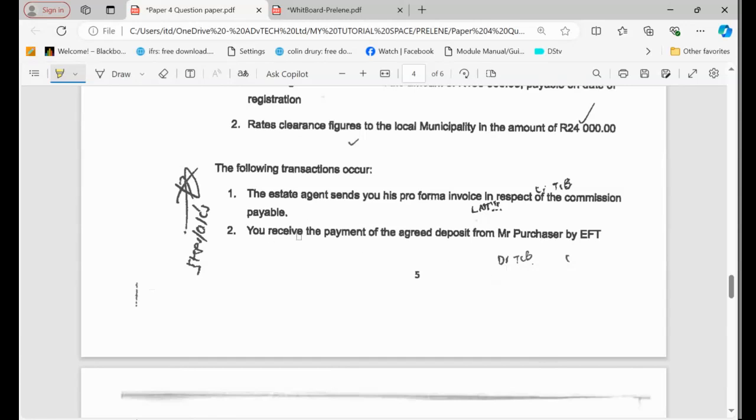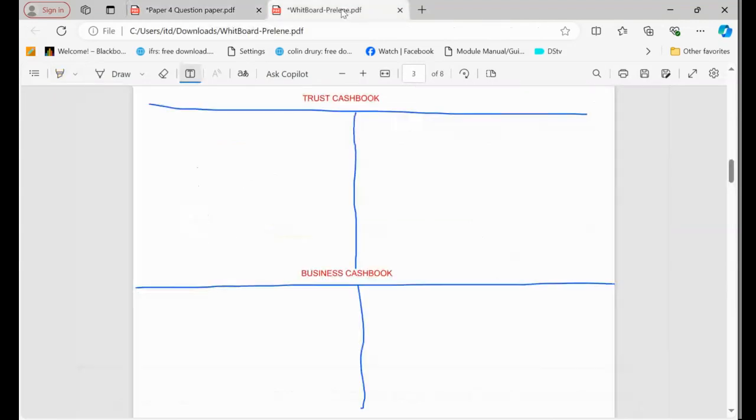But number 2, they say you receive a payment of the agreed deposit from the purchaser. This one, because it's a real transaction, we need to go and record. If I may ask, which accounts will I go and affect? The deposit is 200,000. Trust cash book. Under which side? Debit.